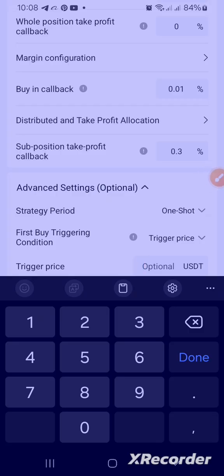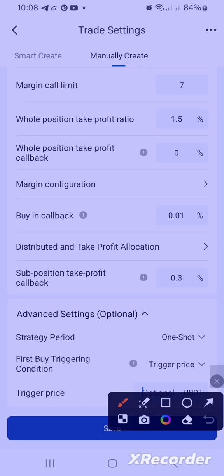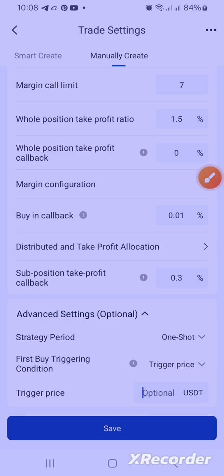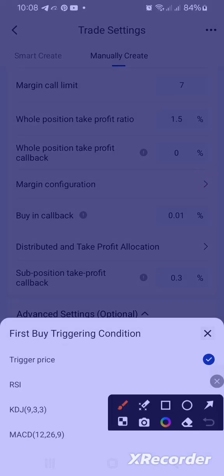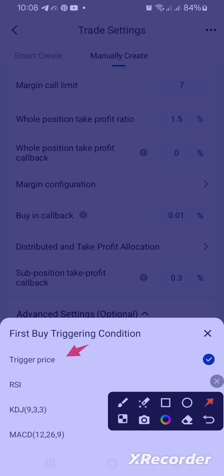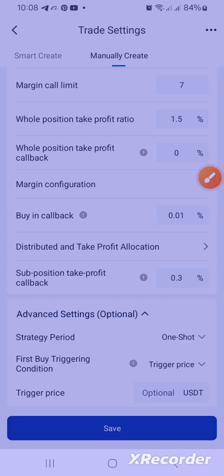Sorry, our interest is not going to be there. Our interest will be here, and trigger price, because now we want the robot to enter the market when we are sleeping. So you place here on trigger price. You will find that we are having trigger price, RSI, KDJ, and MACD. So our interest will be here on MACD. So we are going to enter the market using MACD indicator.